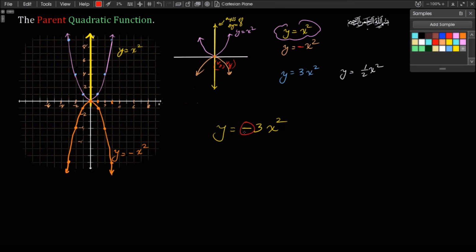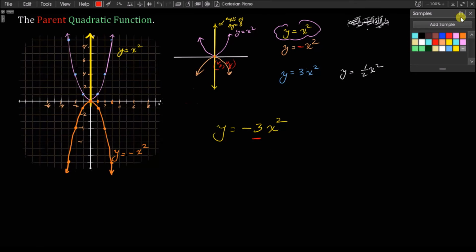It's going to be upside down. It's going to be an n. So this is like a u, right? So this is going to be like an n, upside down like this, a u, and this is n. So it's going to be an n. And what does the 3 do to it? It's going to be skinnier, right? It's going to go up fast. In this case, it's going to go down faster, right?